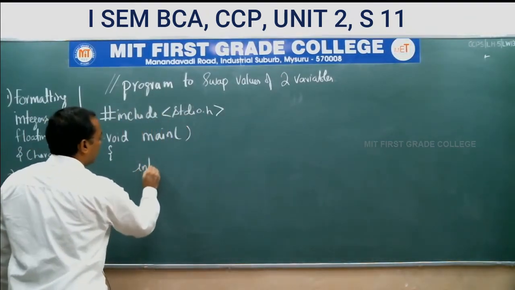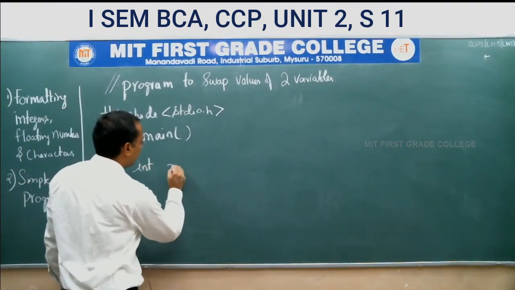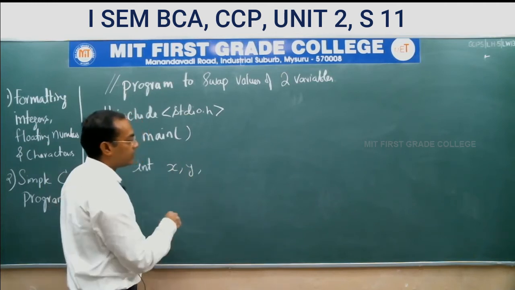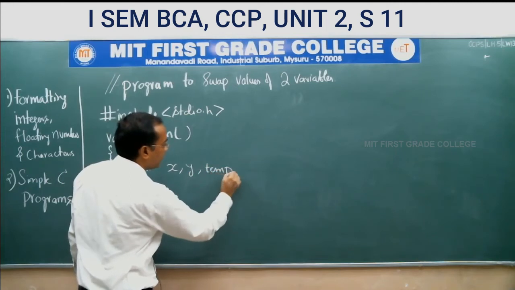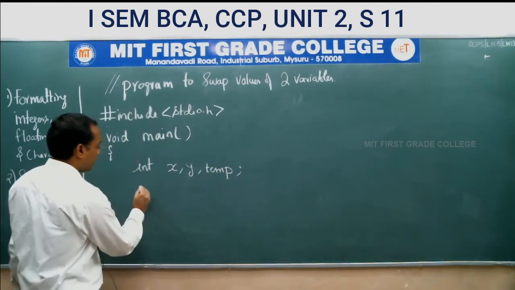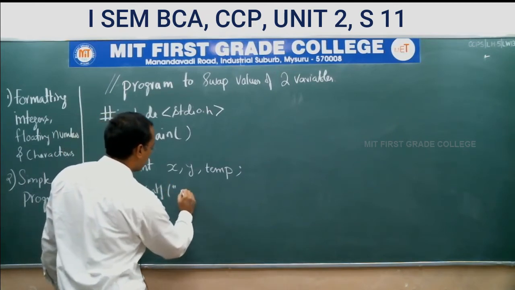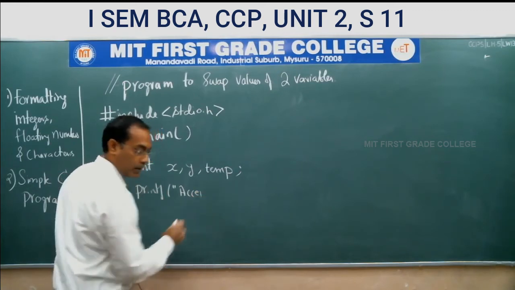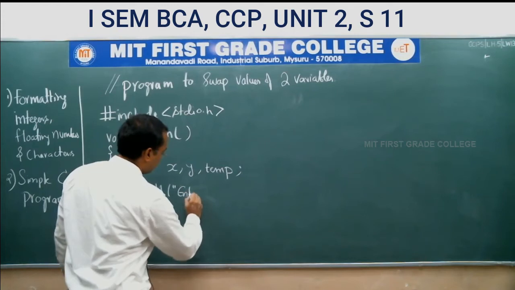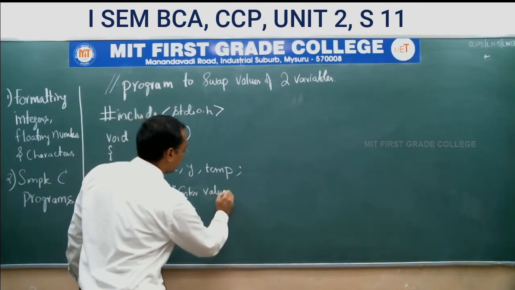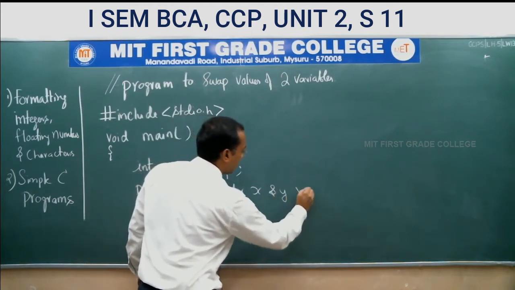Okay, we need to declare variables. I am going to declare integer variables: integer x, y, and that extra glass, or extra variable, I am calling it temp. Now I will write a printf statement to accept, or I'll write it as, "enter value for x and y\n".